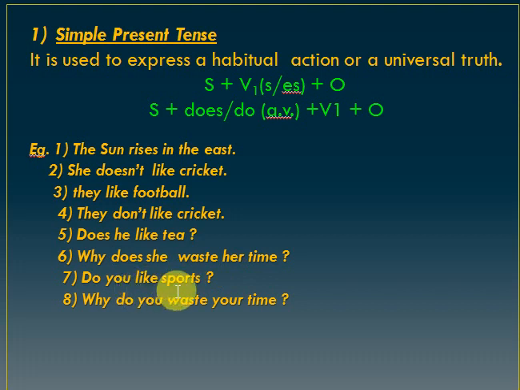Next example. Do you like sports? You is singular-looking, but it takes the plural. So here I use do: do you like sports. Next, why do you waste your time? It is the WH type. Why do you waste your time?